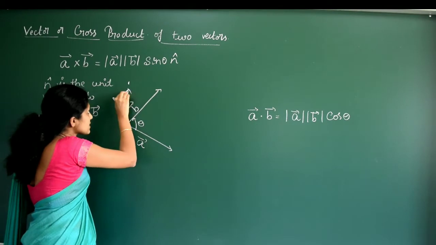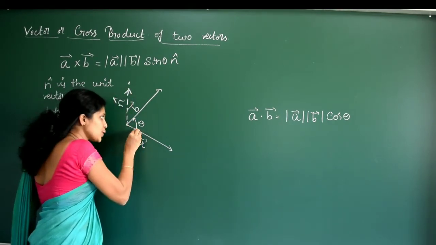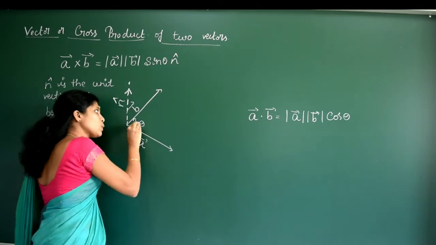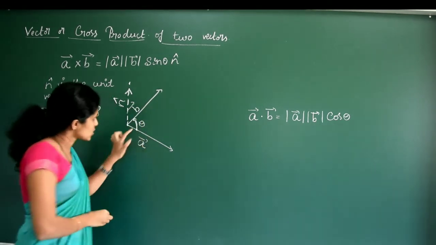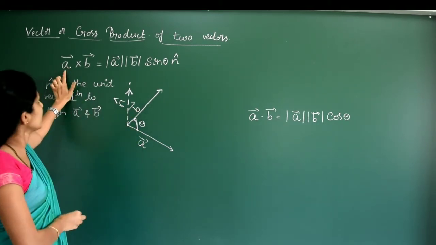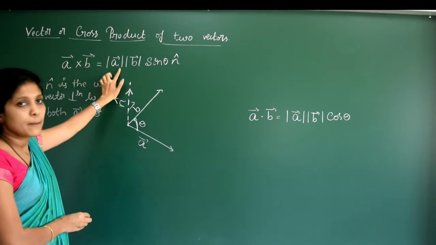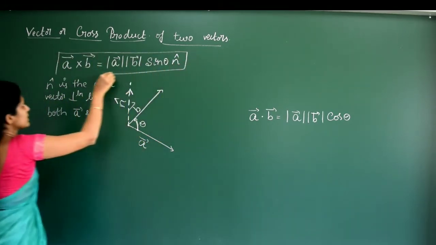Here you can see the unit vector is in this direction. So the angle should be measured from a vector to b vector. You are not supposed to consider b vector to a vector. So theta is the angle from a vector to b vector. Then a vector cross b vector is equal to magnitude of a vector, magnitude of b vector, sin theta into n cap.